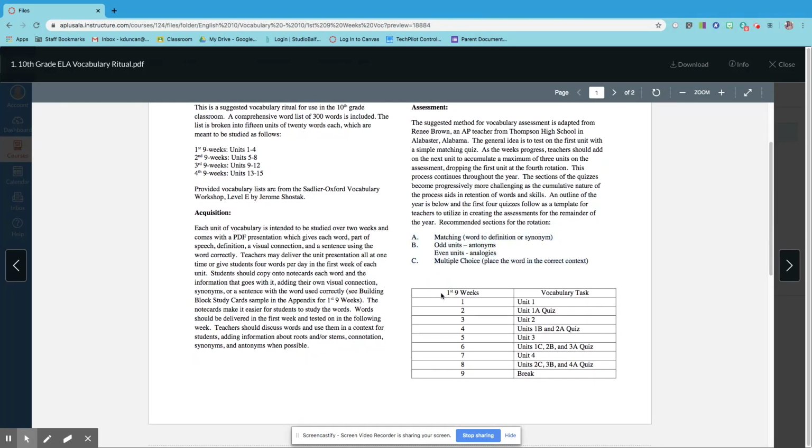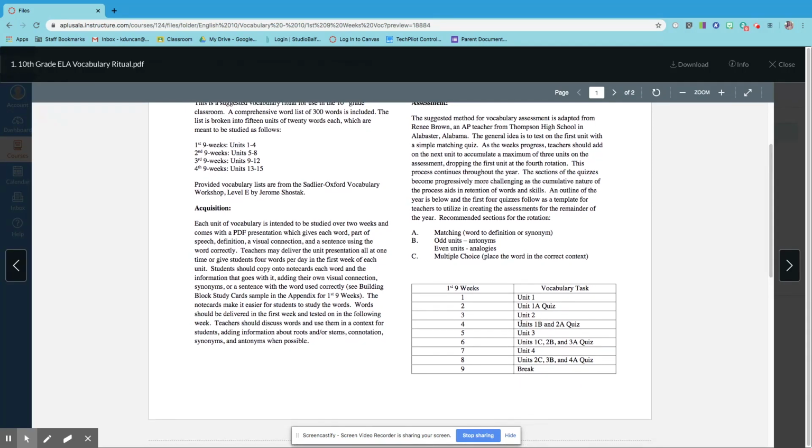An example of a cycle is in the first 9 weeks, students would use Unit 1 words to study the first week. The second week, they would be assessed with a Unit 1A quiz. The 1 means it's Unit 1 words, and the A means it's a matching quiz. In the third week, students would learn Unit 2 words. In the 4th week, they would be assessed using a Unit 1B and 2A quiz. Unit 1 words, antonyms, and Unit 2 words, matching.